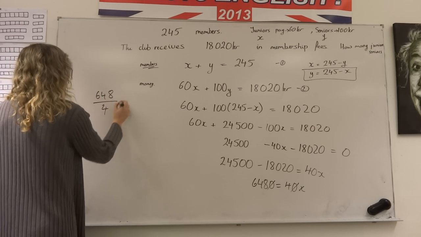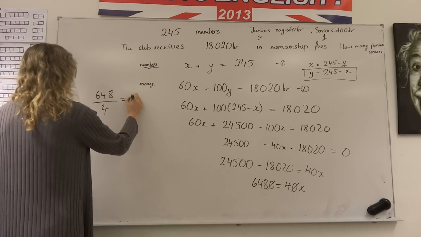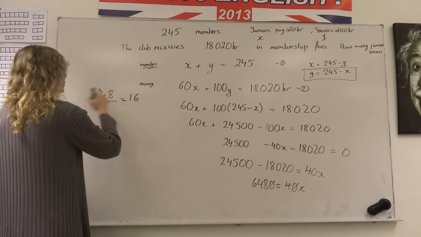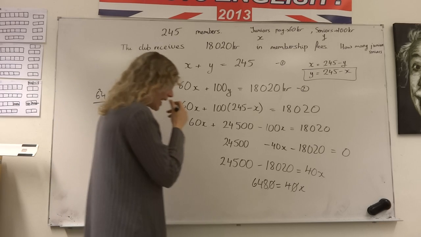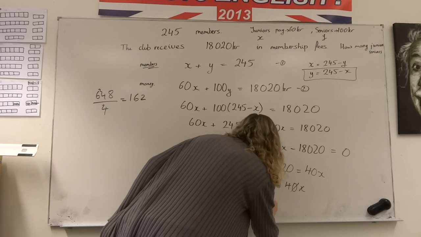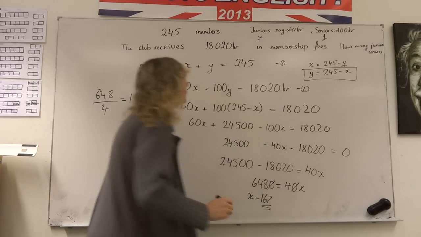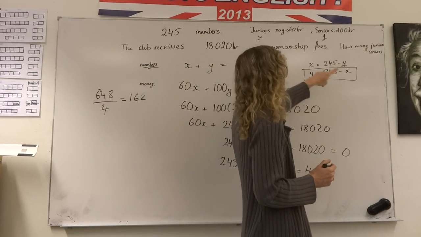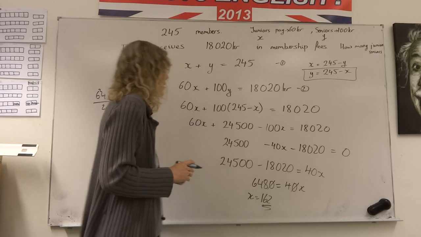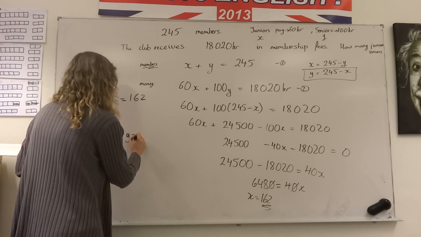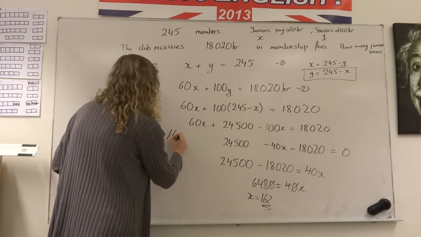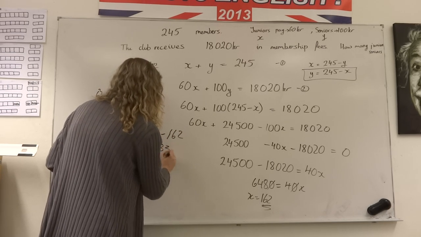648 divided by 4. 4s go into 6 one time, 2 left over. 4s go into 24 6 times, and 4s go into 8 2 times. So I now know that my number of juniors is 162. So I know that my number of seniors must be 245 minus 162, which gives me 83 seniors.